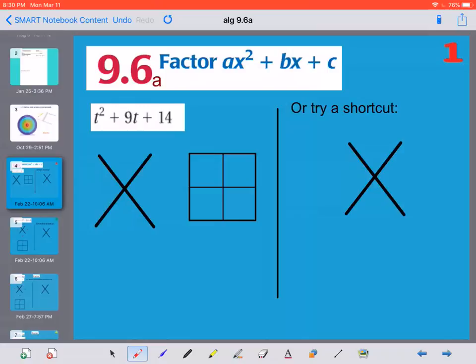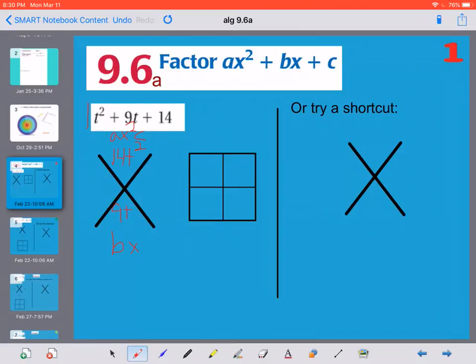Good morning, everyone. We're starting 9.6a today, and we're going to factor ax squared plus bx plus c again. So what we're going to start out with is this one. Make sure you put a 1 before your t. So remember, this is ax squared times c. So I'm going to do 1 times 14 and get 14t squared. This is bx. Bx is our 9t, so 9t.